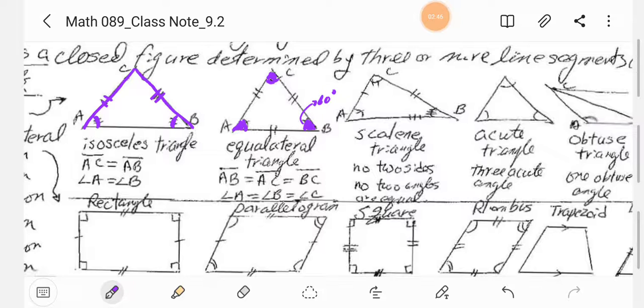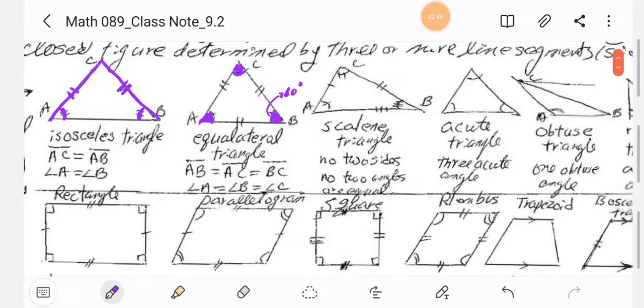And if all three sides are different, then we call it a scalene triangle. Scalene, right? If all three angles are less than 90 degrees, then we call this triangle an acute triangle, because an acute angle means that angle is less than 90, right? And if one of the angles is greater than 90, then this triangle is called an obtuse triangle. Okay, nothing special.